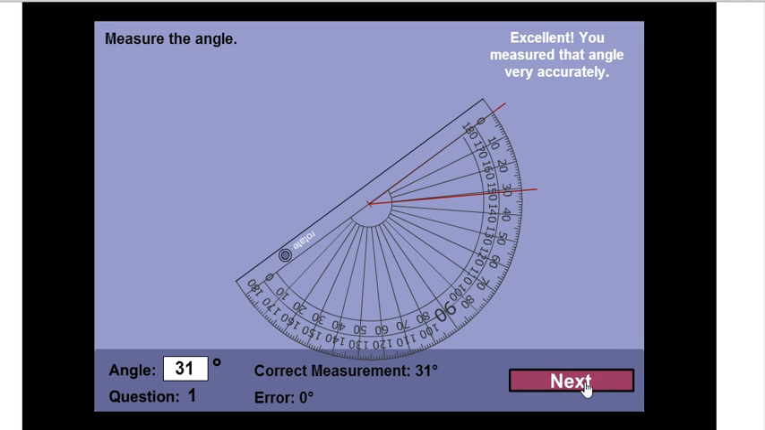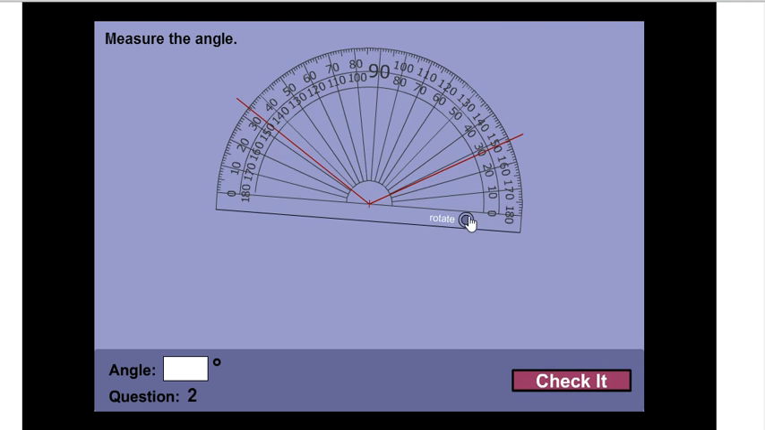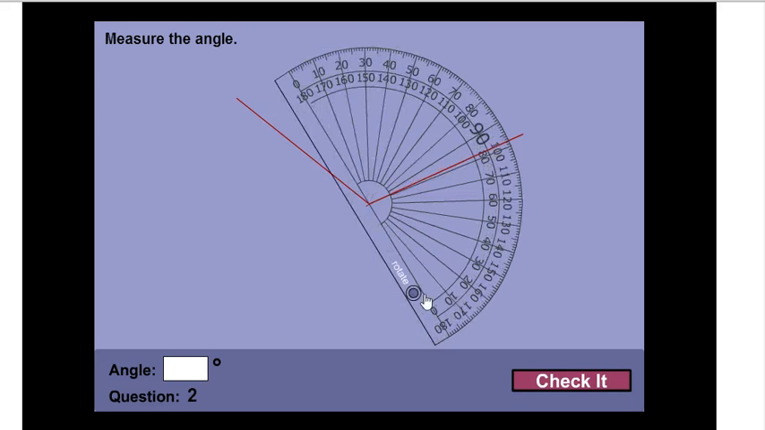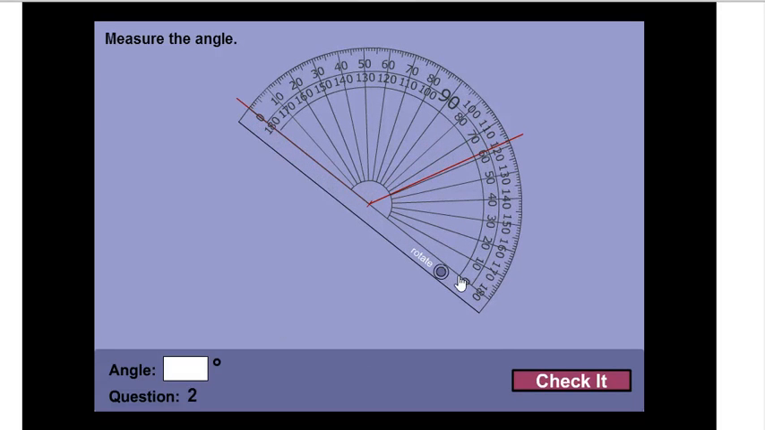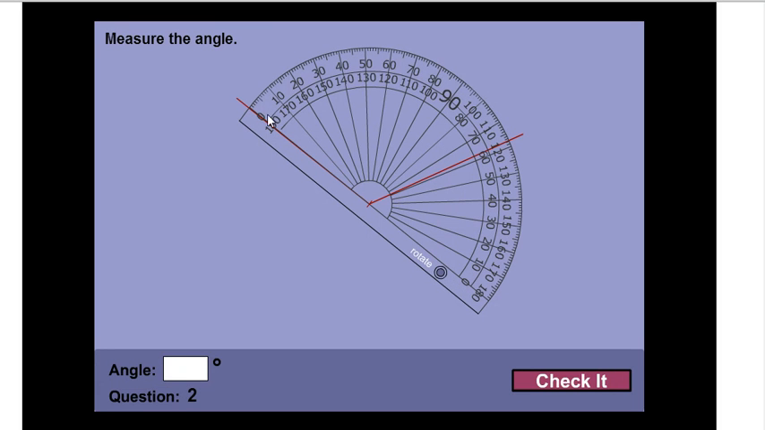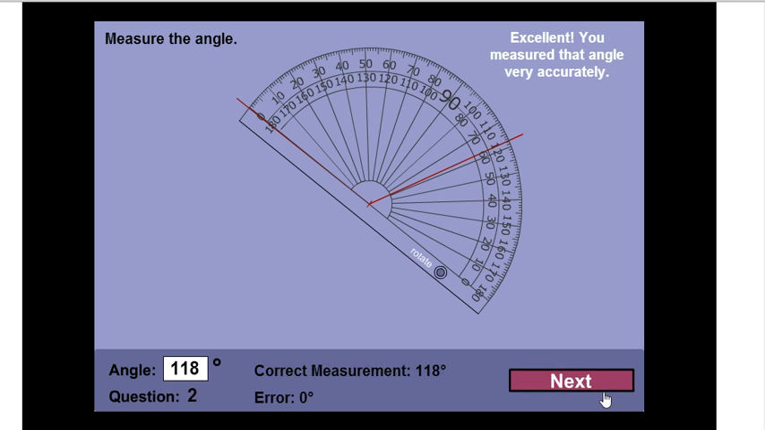Okay, measure the next one. Here it looks like it's not an acute angle. That looks like it's an obtuse angle, doesn't it? So I'm going to put a 0 right there. Okay, and then I go around here, and I'm on this scale where 0 started. I go over here and I've got 110, 115, 16, 17, and 18 it looks like. It looks like 118 degrees. Oh, I'm so clever at this. Watch.